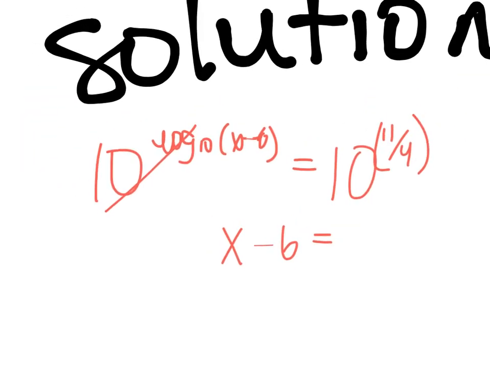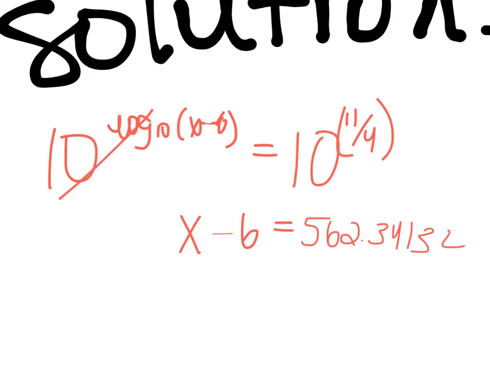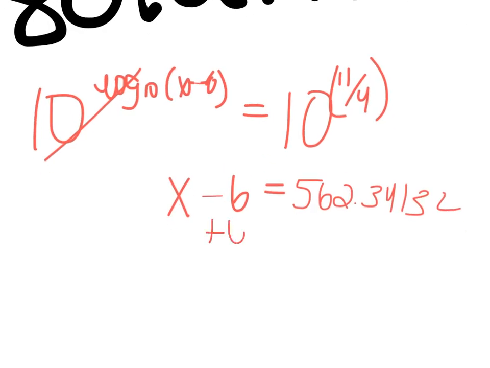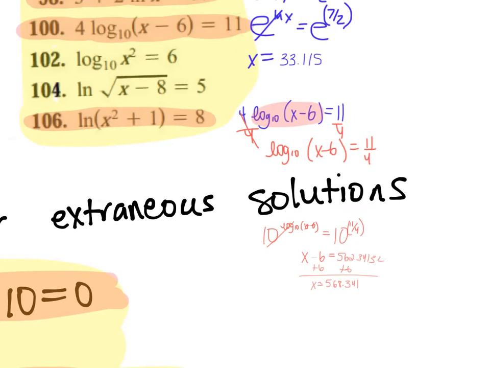What is 10 to the 11/4? About 341.32. That's fine. Now what do I do to both sides? Add 6. So x is about how much? 568.341. Okay, good.